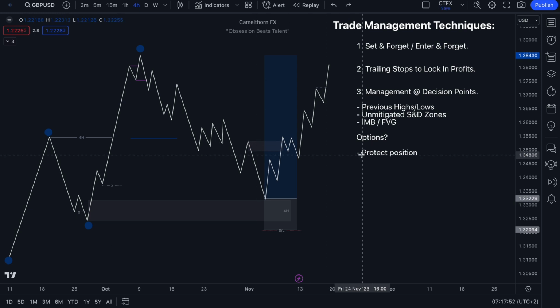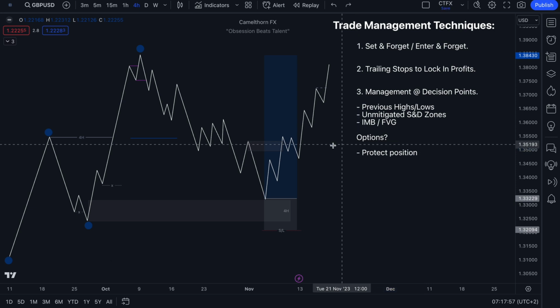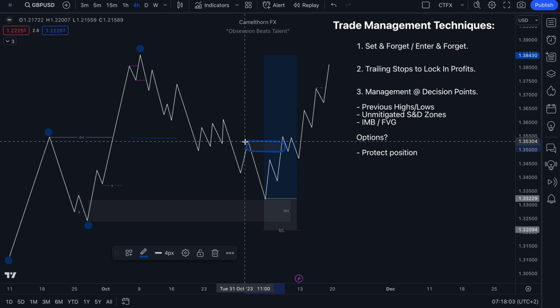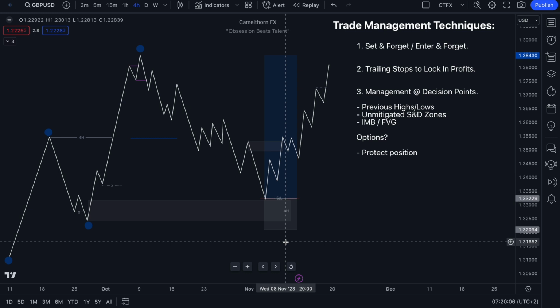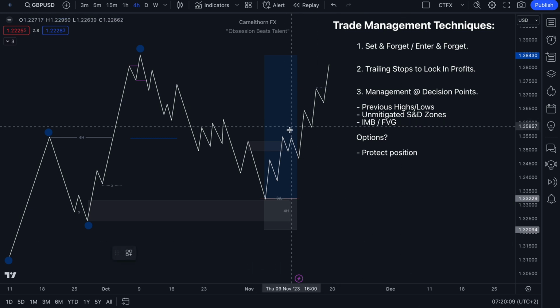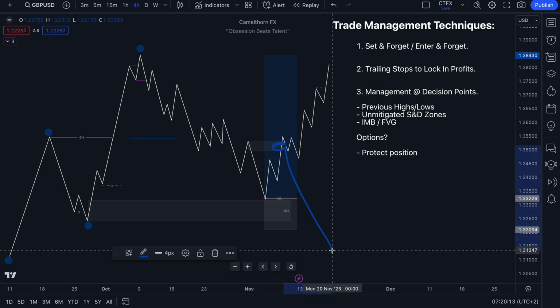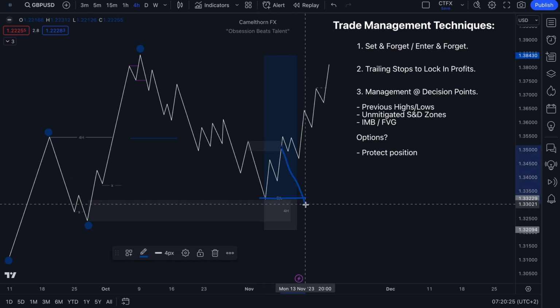The first one is you can go ahead and protect your position. What this entails is as price action comes in to interact with this previous supply zone in here, you can go ahead and move your stop to break even. The reason you want to do this is because there is that possibility that price action respects the supply area and rolls over. So instead of taking a full 1% or 2% loss, you essentially just take a break even trade in here if price action rolls over.